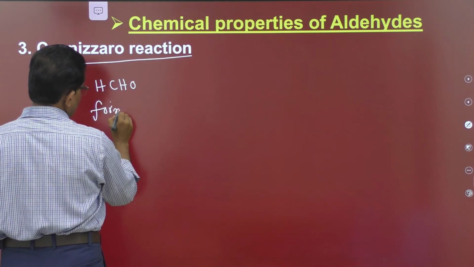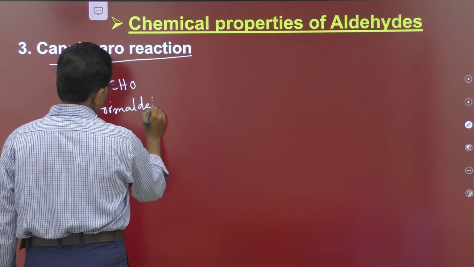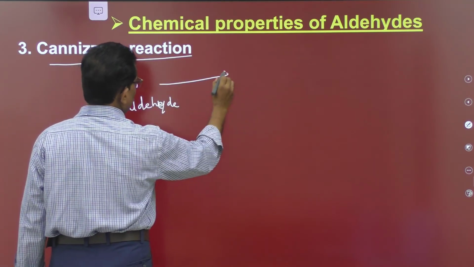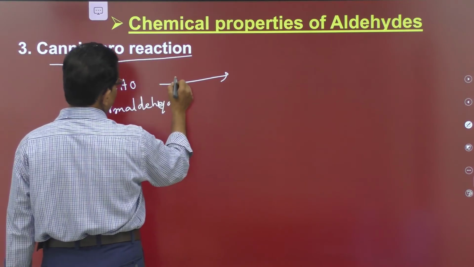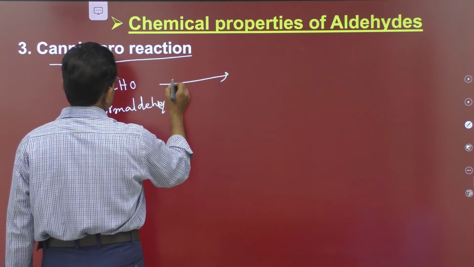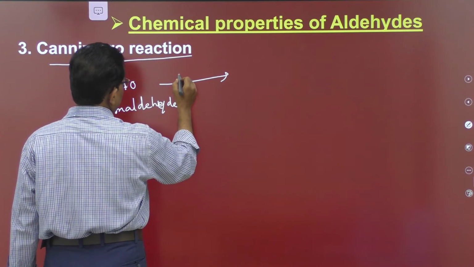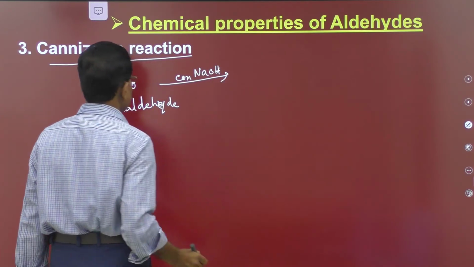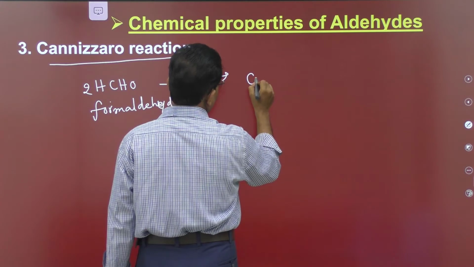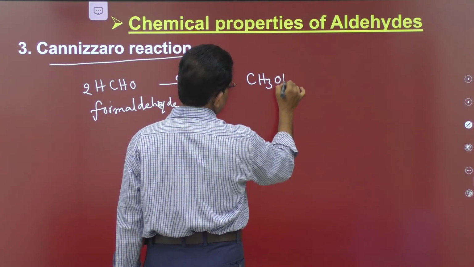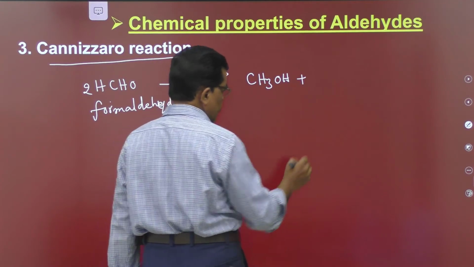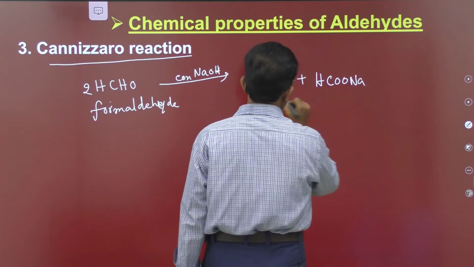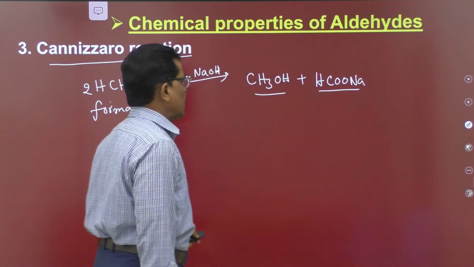Formaldehyde doesn't have an alpha hydrogen atom. So 2 moles of formaldehyde are heated with concentrated NaOH or KOH base. Then 1 mole of aldehyde is reduced to CH3OH and another one is oxidized to HCOONa. This is the Cannizzaro reaction.